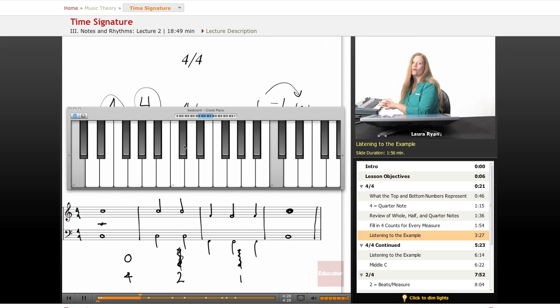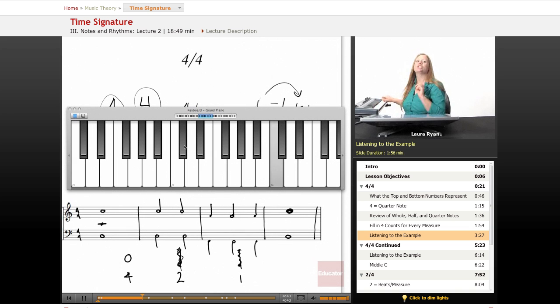Okay, let's begin with our whole note. So 1, 2, 3, 4. Next measure, 2 half notes. 1, 2, 1, 2. Then we go down to F's. 1, 1, 2, 1, 1, 2, 3, 4.